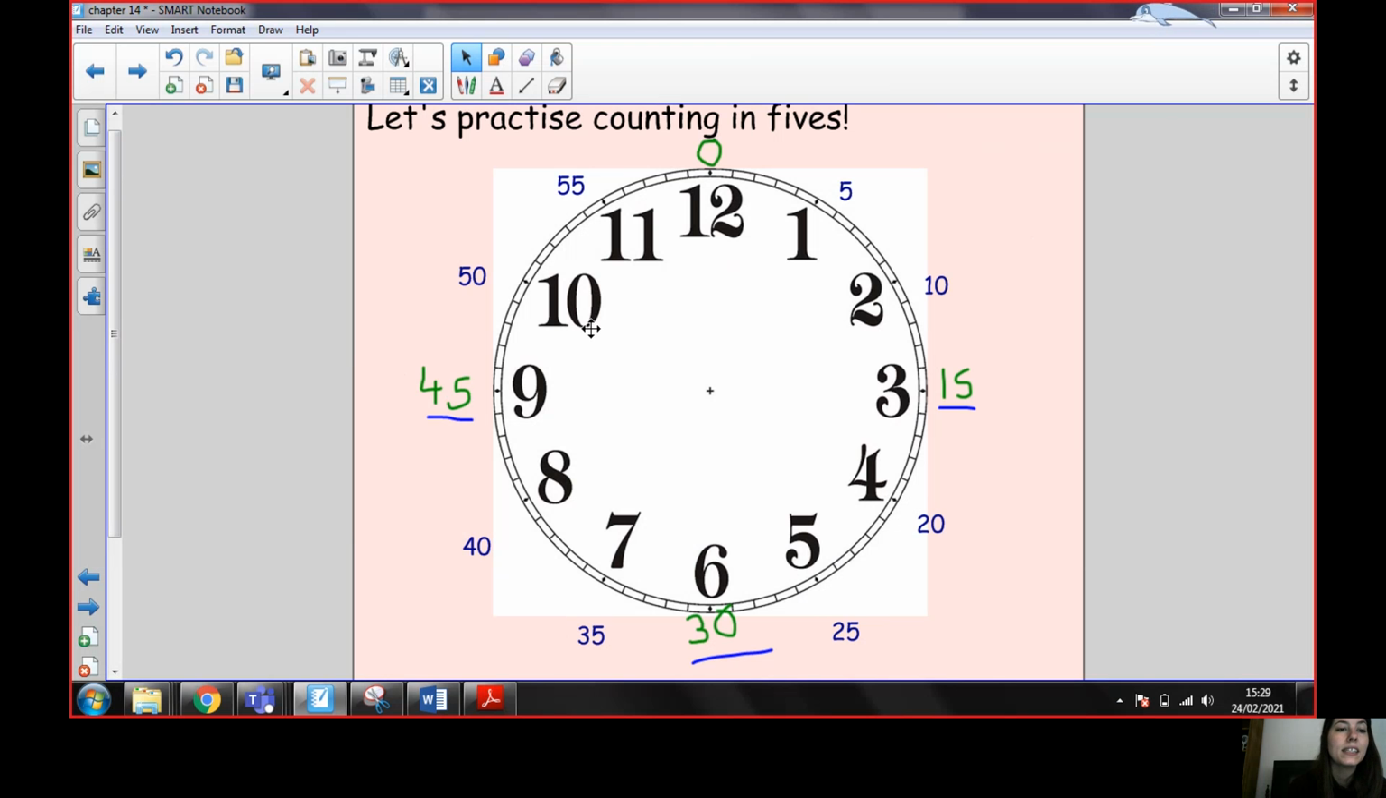What does the 10 represent in minutes? It represents 50 minutes because 10 times 5 makes 50. We're going to use this idea of counting in fives to help us read the time to the nearest 5 minutes.